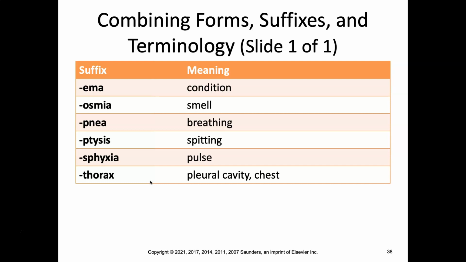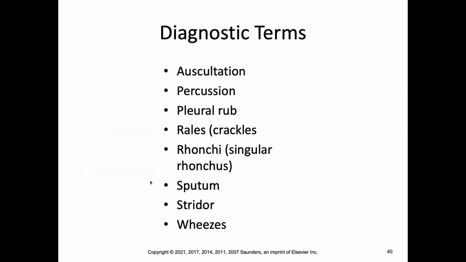Ptysis, that's spitting. Again, the P is not really pronounced. It can be dyspnea or, I don't know, hemoptysis, that's spitting up of blood. Dyspnea is difficulty breathing, so watch out for those. Asphyxia, thorax, and now we're on to diagnostic terms.